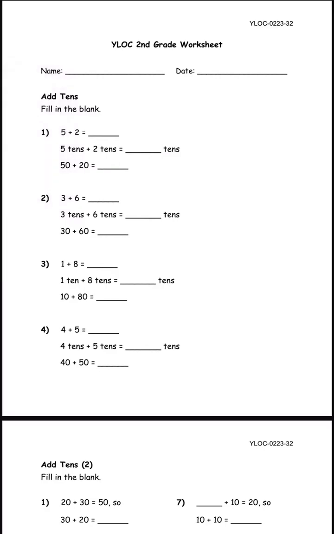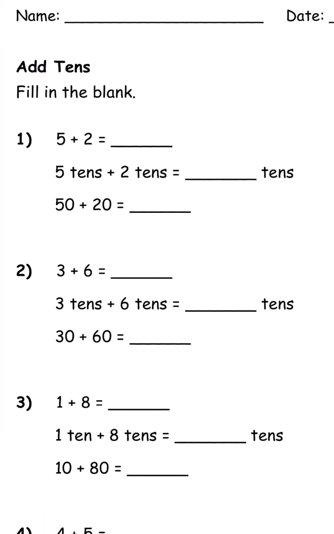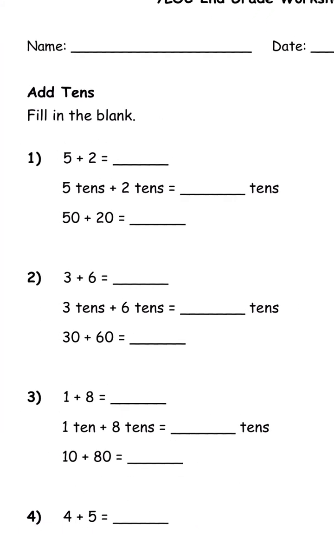Hi, this is Whitelock second grade lesson 32, and we're going to be starting with adding tens. So fill in the blank. Number 1, we have 5 plus 2. This one's easy, we can just count on, right? So 5, 6, 7. So if we count on 2, that would be 7.